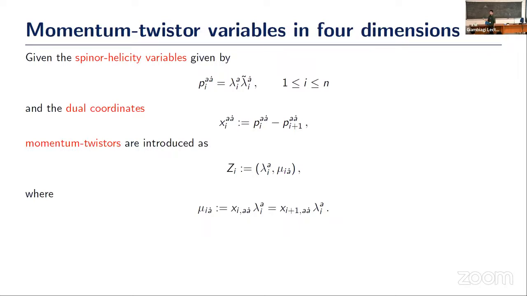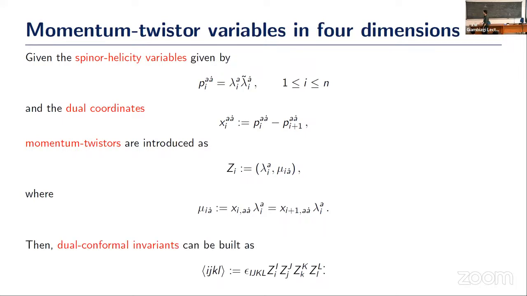To give a more precise example, let me first begin with a short introduction to momentum twistor variables, in particular in four dimensions. If we consider the standard spinor helicity variables in four dimensions, we take the dual coordinates, which are defined as the difference between two consecutive momenta in the scattering process. We can introduce momentum twistors as a combination of the spinor helicity variables and these mu variables that are defined in terms of incidence relations. Momentum twistors are very useful because they naturally give dual conformal invariants. We just have to contract momentum twistors with a suitable Levi-Civita tensor.